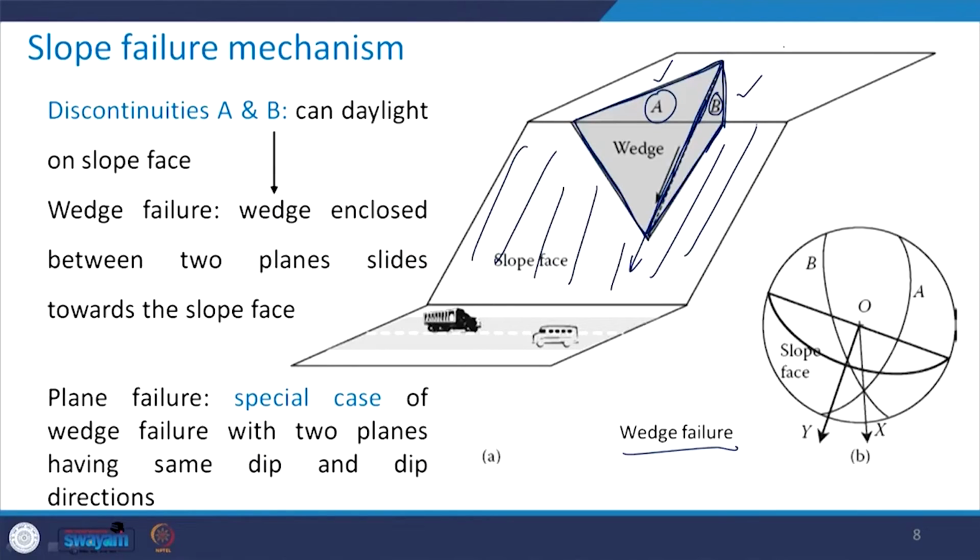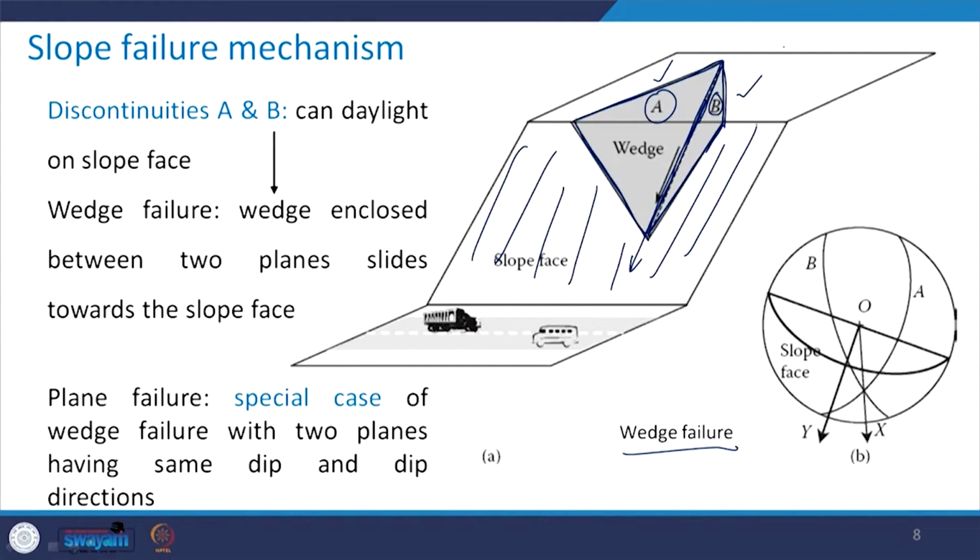Now, the plane failure is a special case of the wedge failure. So, let us say that in case of the wedge failure, you have these two planes A and B. Now, let us say that these two planes have same dip and same dip direction. Then what will happen? This plane failure will become the special case of the wedge failure. So, let us see how do we analyze this.